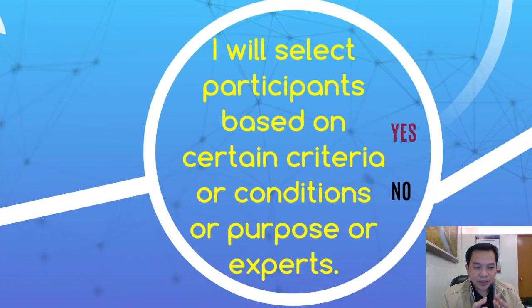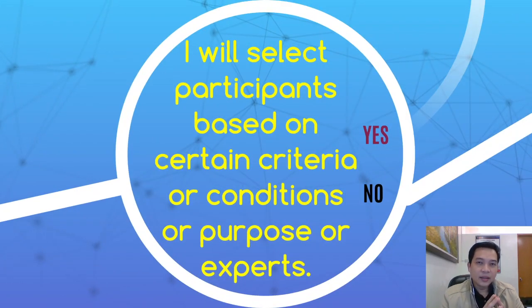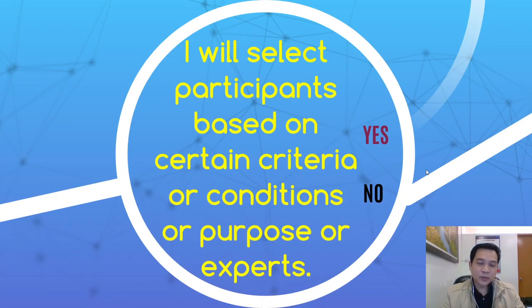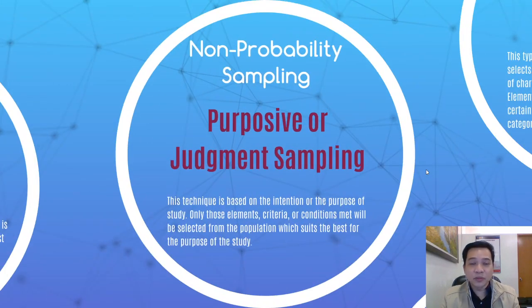But if this is not the situation that you're looking at, and you have something in mind and say, I will just simply select participants based on certain criteria or conditions or purpose, or simply expertise of certain people that I need for my study. If this is the situation, or let's say this situation fits your criteria or your condition, then you will be using what we call purposive or judgmental, or simply judgment sampling.